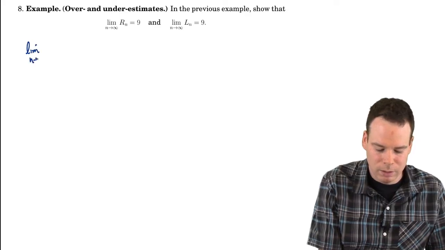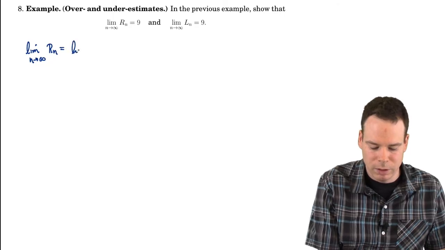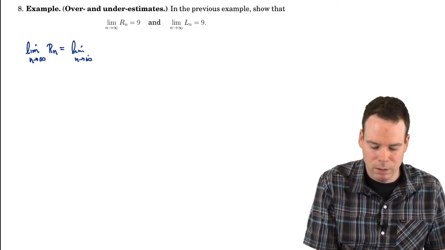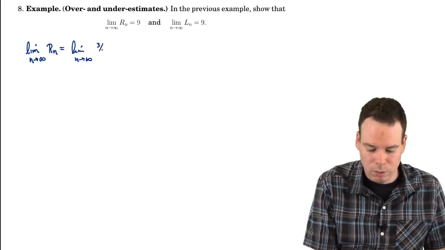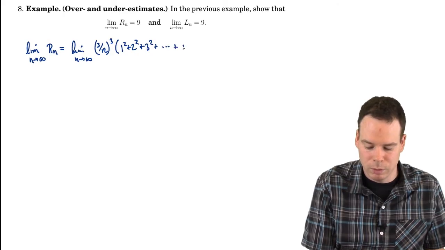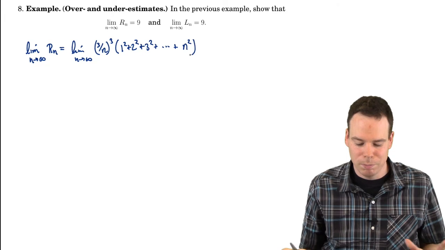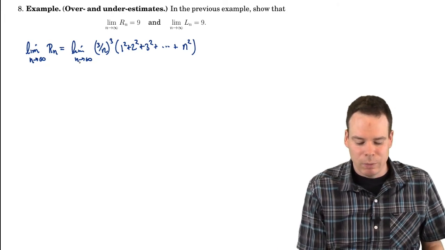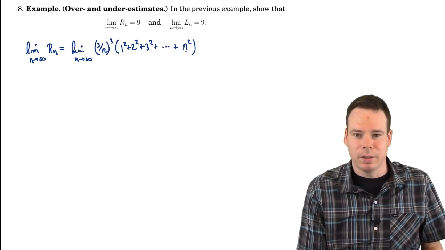The limit as n goes to infinity of Rn is the limit as n goes to infinity of, and now it was delta x cubed, so that was 3 over n, all cubed, times 1 squared plus 2 squared plus 3 squared plus all the way up to n squared. Okay, so we're in a bit of a bind here. I want to compute the limit as n goes to infinity of this expression. The problem is I don't know how to deal with this dot dot dot.